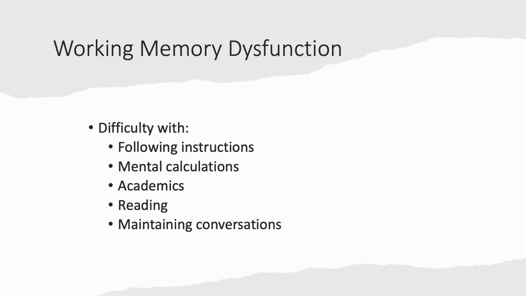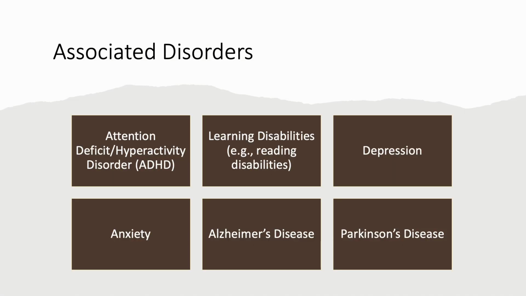Working memory dysfunction is associated with difficulty carrying out many day-to-day activities. Individuals with poor working memory may have difficulty following instructions, making mental calculations, they may struggle academically or with reading, and they may even have difficulty maintaining conversations. This is not an exhaustive list, and as we've seen, working memory may include multiple components and can influence a wide variety of activities.